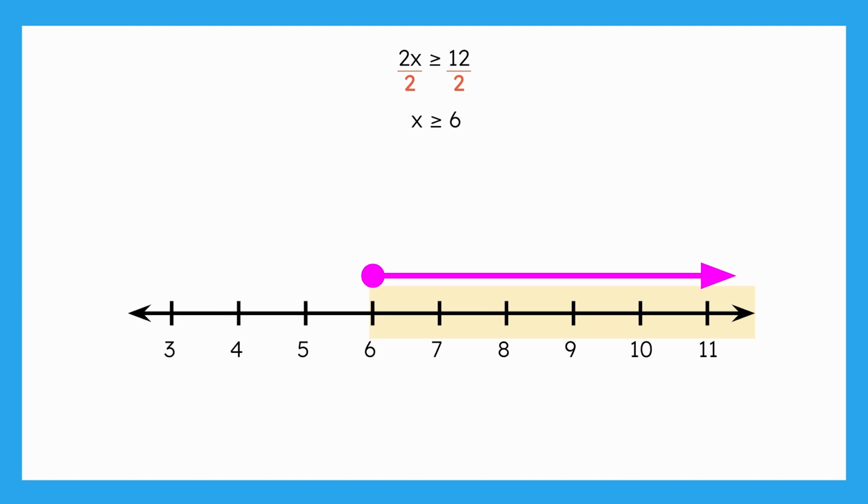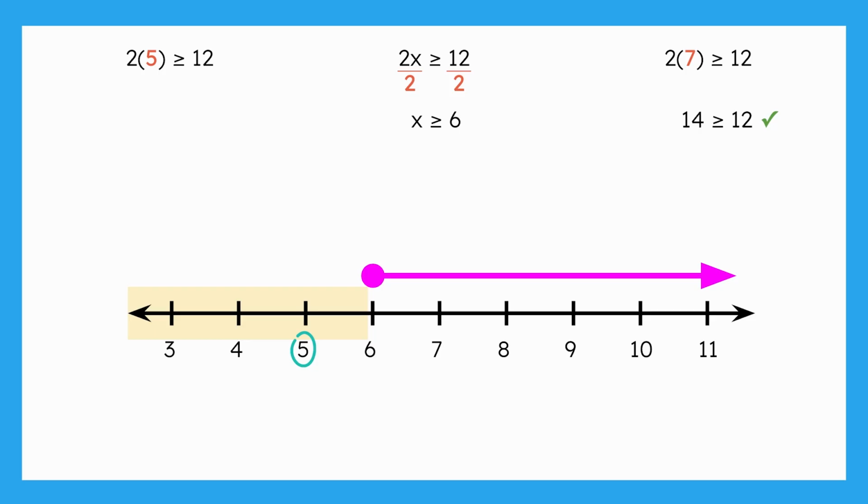Do you end up with a true inequality? I chose 7, for example, and 14 is greater than or equal to 12. But what happens if I choose a value like 5? Well, 5 is not greater than or equal to 6, so it shouldn't be part of this solution, but let's try it just in case.